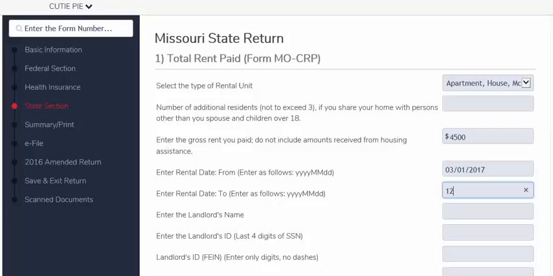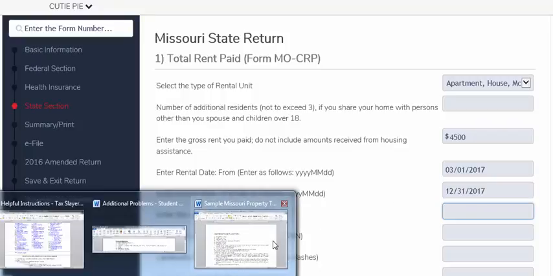year, 12/31/2017. Then we have to enter the landlord's information. We have to have all of the landlord's information or else the credit will not calculate for the taxpayer. So we enter the landlord's information.